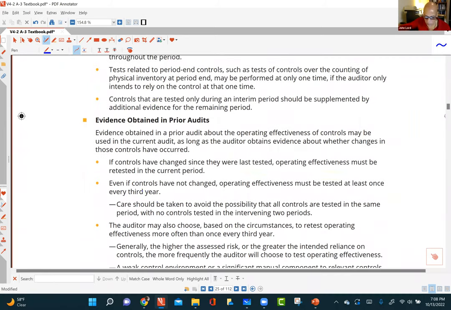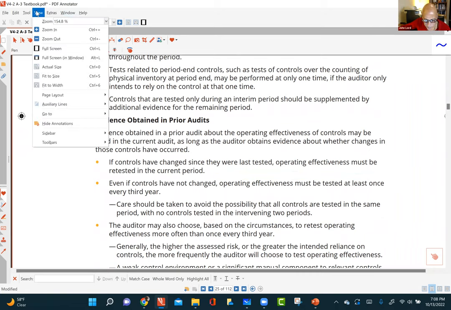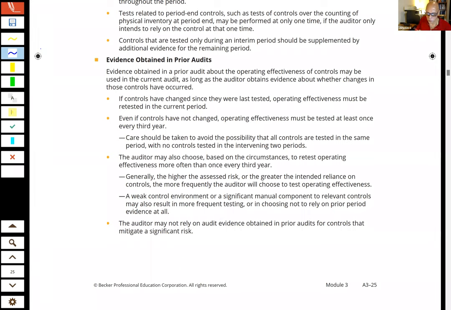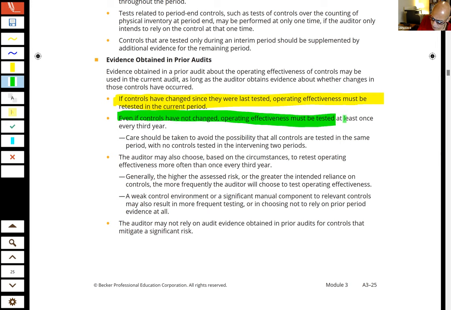And here they tell us that if controls have changed since they were last tested, they must be tested again. Controls that have not changed would have to be tested every third year. Now, that every third year, guys, is a minimum, not a maximum.